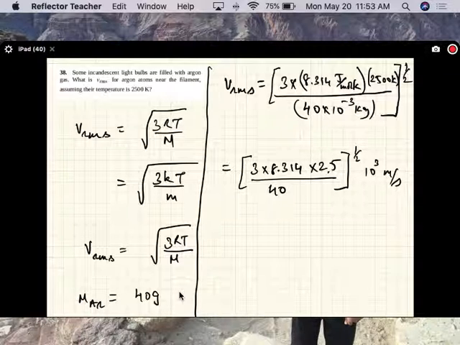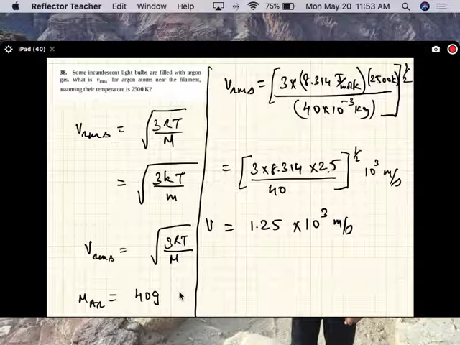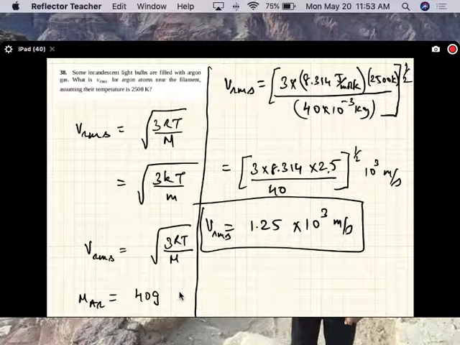Okay, so this works out to 1.25 times 10 to the 3 meters per second. So that's a kilometer. So 1.3 kilometers a second. So essentially, roughly a mile a second. Eighth of a mile a second.